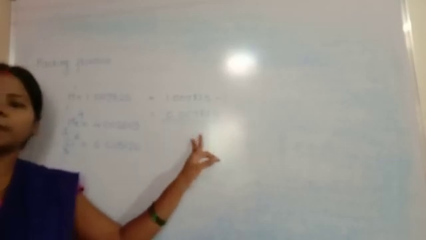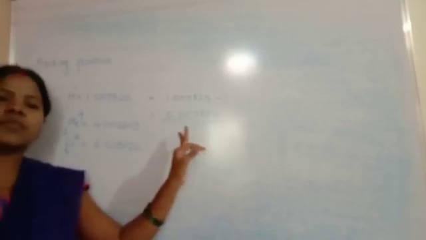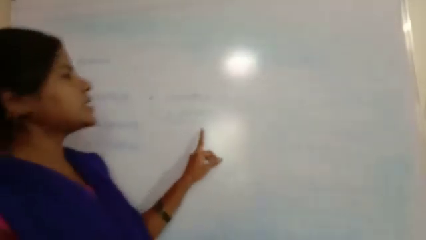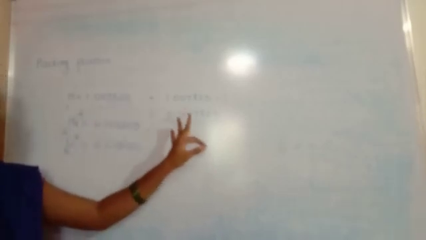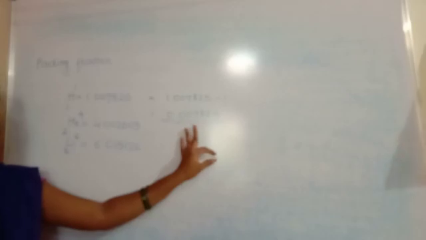This is the deviation, 0.007825. The deviation of the atomic mass from the whole number is expressed in the form of a quantity, and this quantity is known as the packing fraction. It is the difference between the whole number and the atomic mass of the atom.